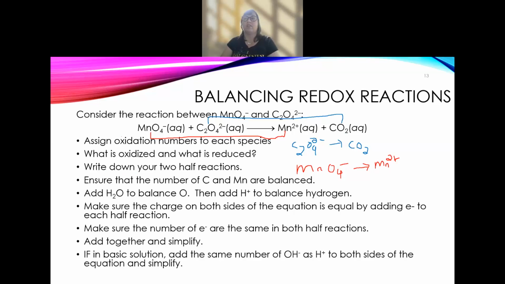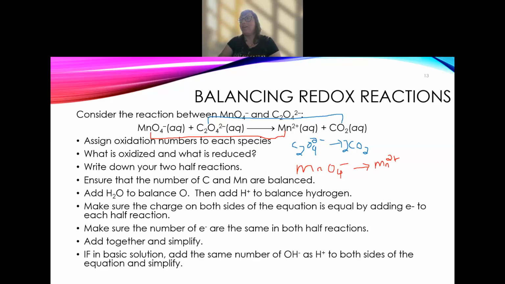And again, I will come back to the oxidation numbers and what is oxidized and what is reduced. So I write down my two half reactions. I want to know, are the number of Mn's the same on both sides? Yes, I have one Mn and one Mn. However, I am not good with carbon. I have C2 on the reactant side, CO2 on the product side, so I'd have to do that so that I have two C's on both sides.